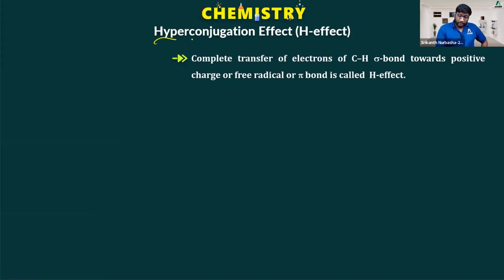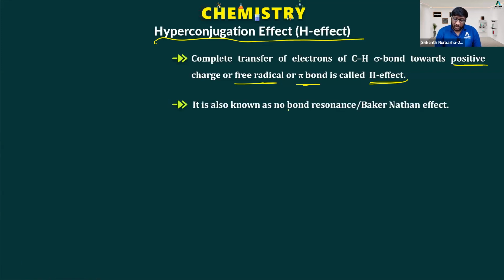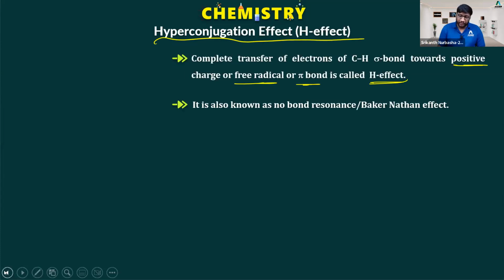The next kind of effect we can think of is hyperconjugation. Hyperconjugation means what? Complete transfer of electrons of CH sigma bond towards a positive charge or free radical or pi bond. Towards the positive charge or free radical or pi bond, if the CH electron density is completely shifted, then that is said to be hyperconjugative effect. It is also known as no bond resonance or Baker-Nathan effect. How that hyperconjugation can be understood, we'll look at now.